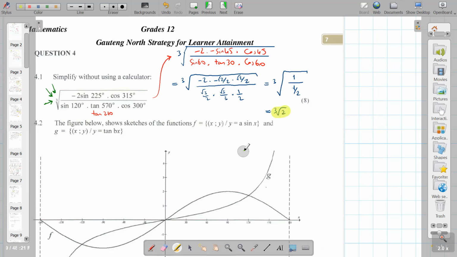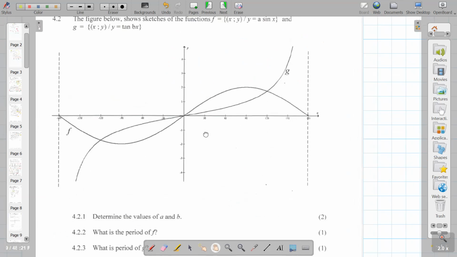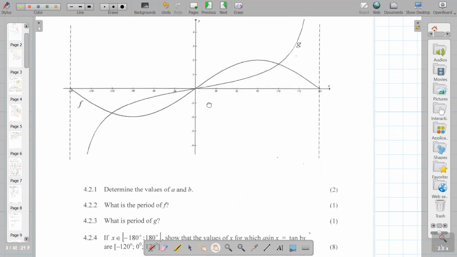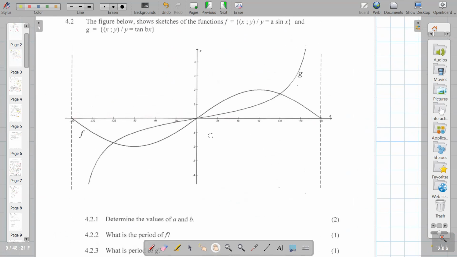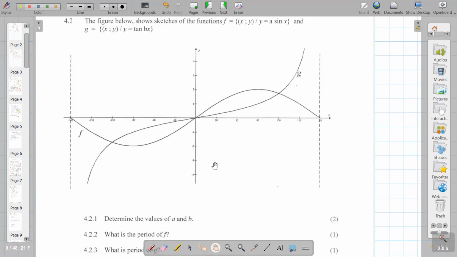So see, for 8 marks, it's not bad actually. They may not always ask 8 mark questions like this, but if they ask, you shouldn't mind answering. So, find the values of A and B. This is the graph question.